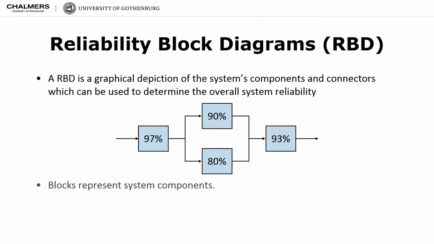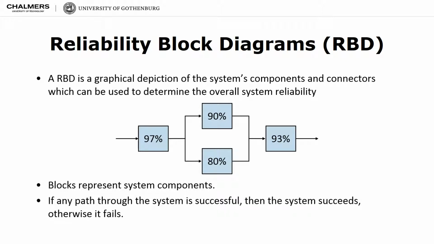Blocks represent system components. The diagram shows which paths through the blocks are essential to success. If any path from left to right is executed successfully, then the overall system is said to succeed. Otherwise, if all paths fail, then the system fails.